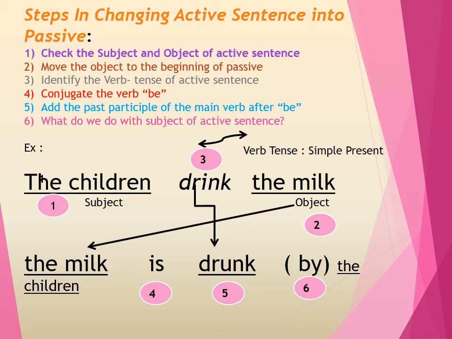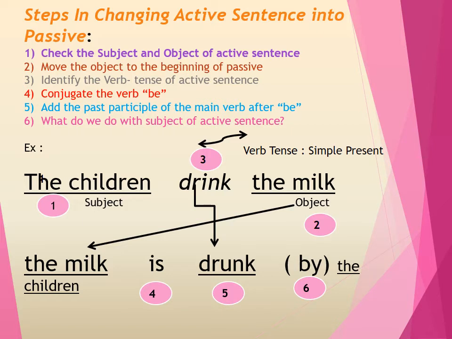Okay, the second step, move the object to the beginning of the passive. So the object of this active voice moves to the beginning of the passive voice. So in passive voice, the word that comes first is the milk. The third step is identify the verb tense of the active sentence.